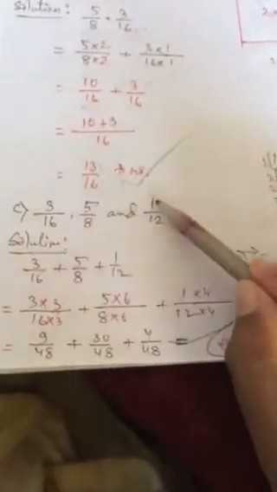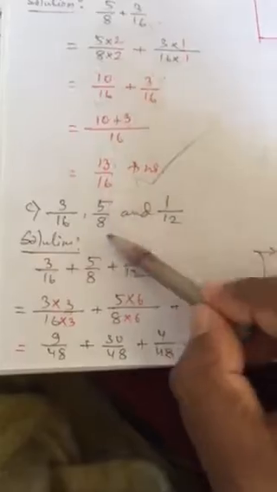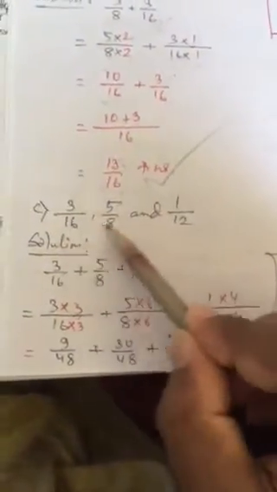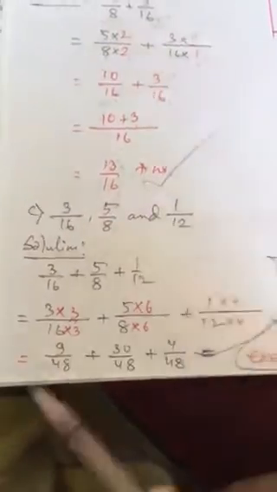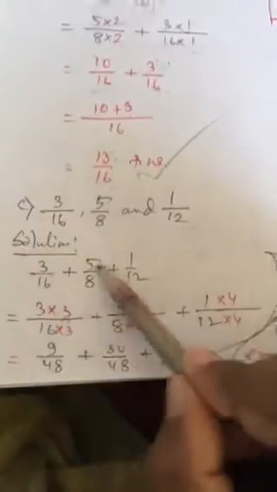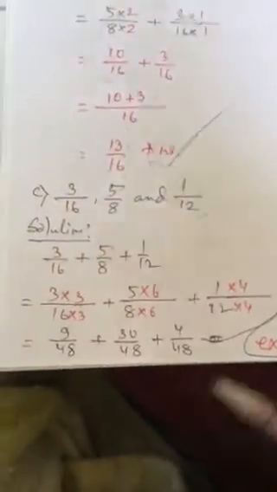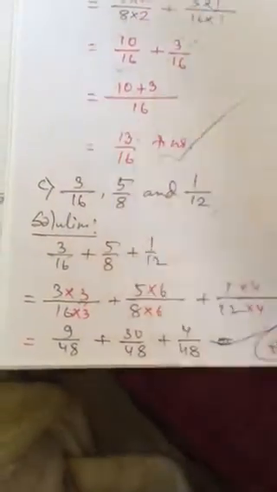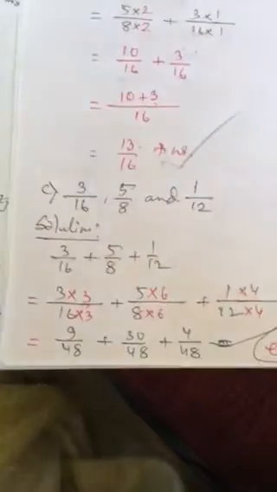Question number 3. 3 by 16, 5 by 8, 1 by 12. You see the denominators are different. Are the denominators different or not? Yes. So we cannot add these three fractions directly, because all are unlike fractions. So what to do? First, we need to convert all the unlike fractions into like fractions. So how to convert into like fractions?